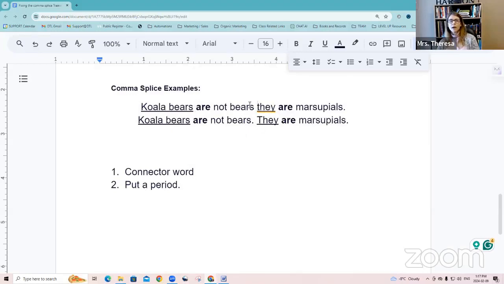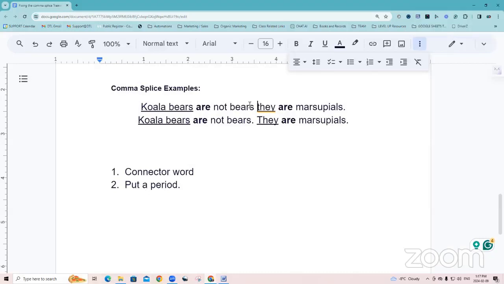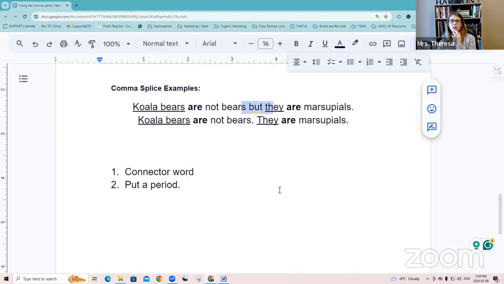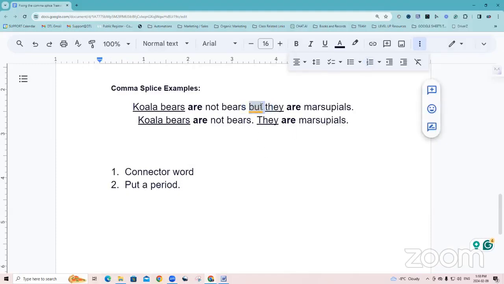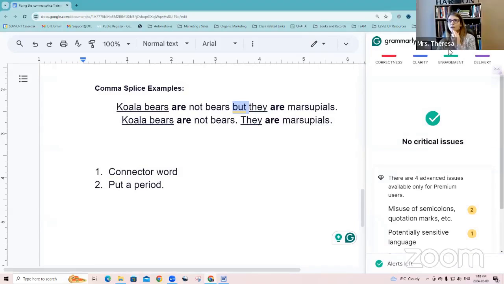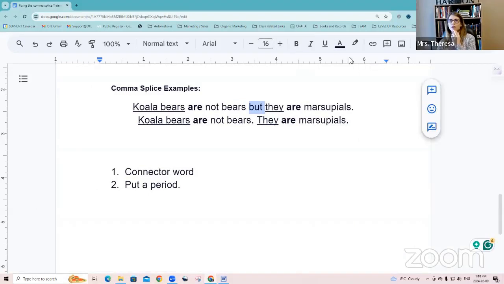Koala bears are not bears, but they are marsupials. Very good. All right. So do we use a comma? Do you know? What's your gut say? Do we put a comma here with this but or no? No. Okay, excellent. I'm going to just go like this and make it blue. And we're going to see if we need to put a comma or not.